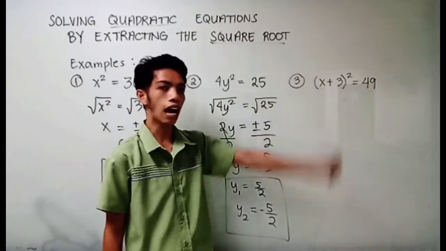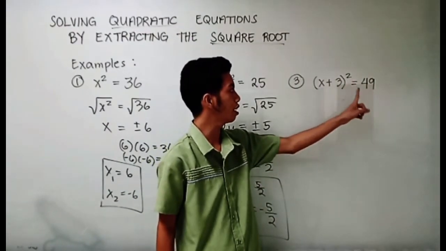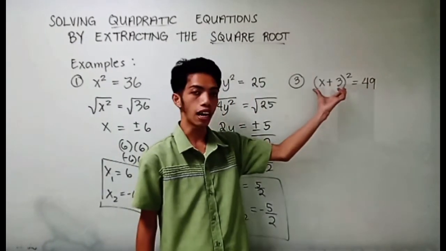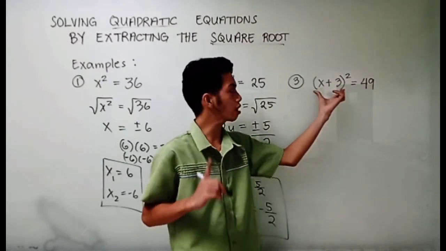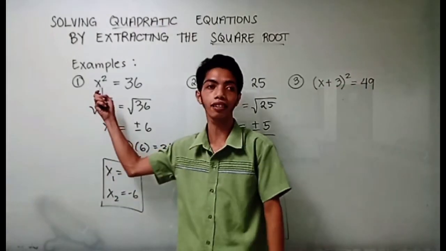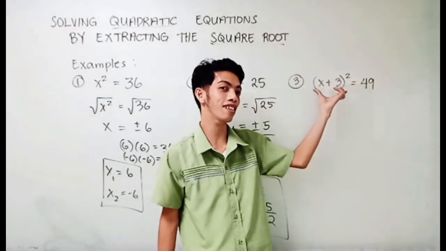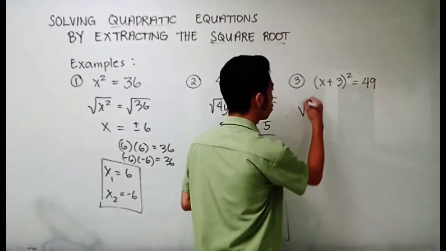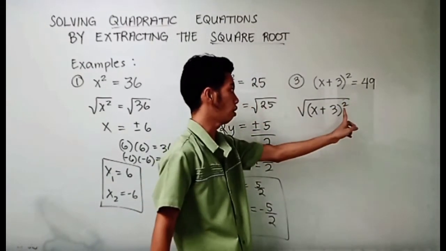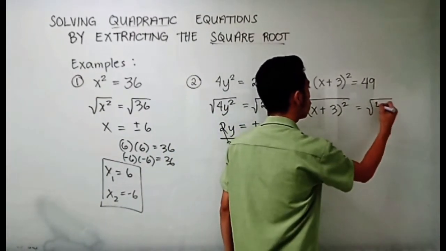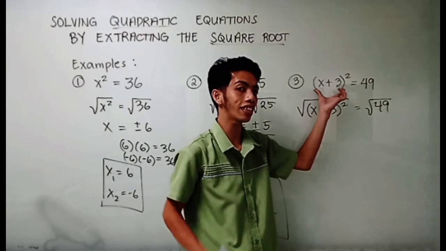Let's now move on to example number 3. In example number 3, we have x plus 3 squared is equal to 49. A binomial is raised to 2. Huwag matatakot sa ganitong klase na given because ang step na gagawin lang natin is katulad ng step na ginawa natin sa number 1 at sa number 2. The first step that we need to do is to extract the square root of both sides of the equation. So extracting the square root, we have the square root of the quantity of x plus 3 raised to the second or square equals the square root of 49. So tatandaan nyo na lagi kapag naka-parenthesis siya, isang quantity lang siya.